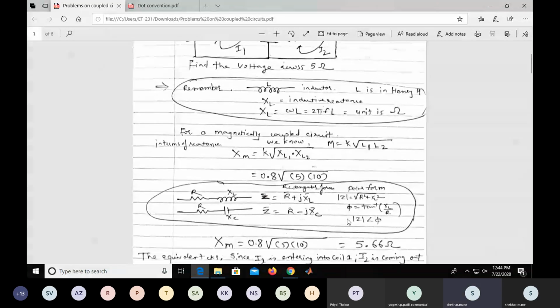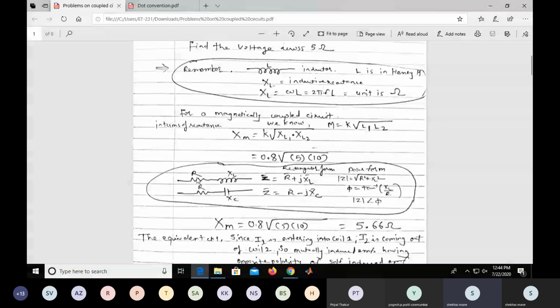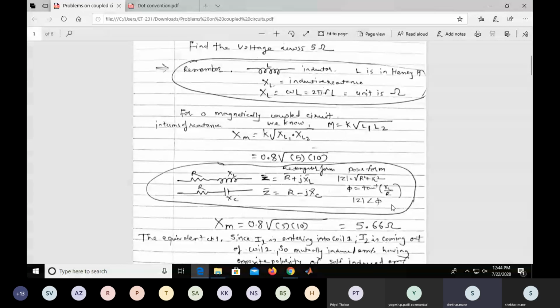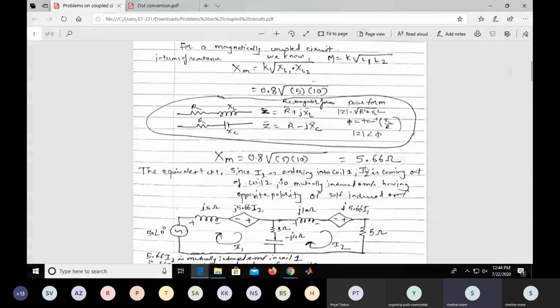You can remember this from BEE, R and XL. If R and XL, then we can directly write impedance R plus JXL in rectangular form, and in polar form mod Z angle phi. Mod Z is root of R square plus XL square. Similarly, for an RC circuit, Z is equal to R minus JXC. So this is the impedance of RC and the impedance of RL. Just remember this. Now Xm you get 5.66 ohm. This is actually J5.66 ohm.